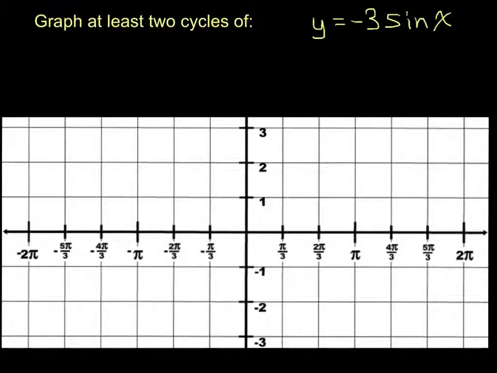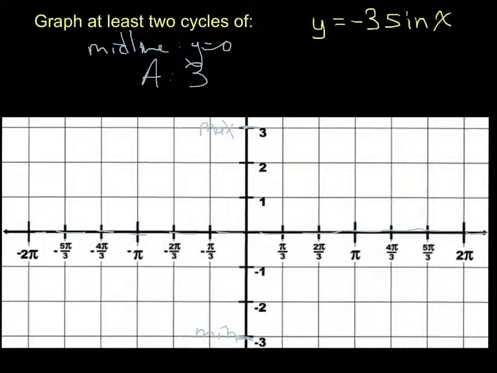First of all, the midline is y equals 0. There's nothing added or subtracted. So let's just put our dotted line in there for the midline. The amplitude is 3. So that means I'm going to have a max of 3 and a min of negative 3. Not because of the 3 itself, but because it's 3 units from the midline of 0.